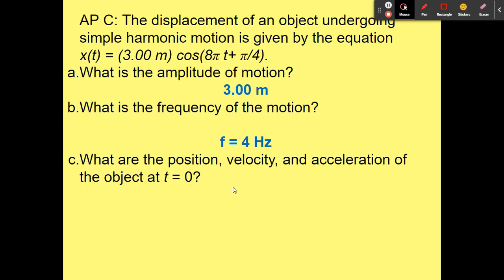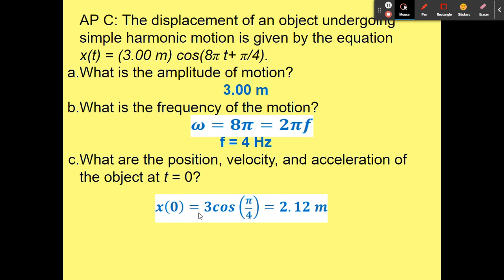And then if we want to know position, velocity, and acceleration of the object at t equals 0, then we do some derivatives. So we have x at 0 is just going to be 3 cosine of pi over 4. You know, just plugging in, if t is 0, then this is going to be pi over 4. That's going to give us 2.12 meters. Something just to note is that you have to be in radian mode. Pretty much everything else we do in physics, you need to be in degree mode, but not this. This is the one thing that you need to be in radian mode if you are getting a number. It's okay typically to leave this as cosine of pi over 4, but sometimes it's good to get a number.